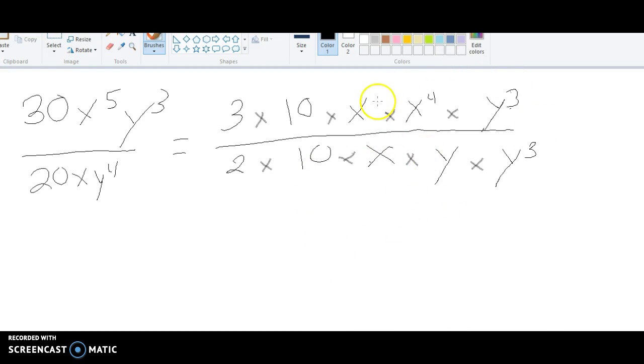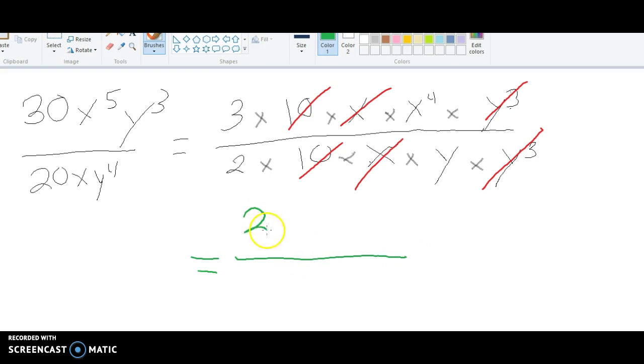And now we just cross out the common factors. So we have a 10 and a 10, and then we have an x and an x, and we have a y cubed and a y cubed. Now you just write the answer, whatever is left, in simplified form. So the answer would be 3x to the 4th power over 2y. And that's it. That's our answer. That's how you divide and multiply rational expressions using the property given in the beginning.